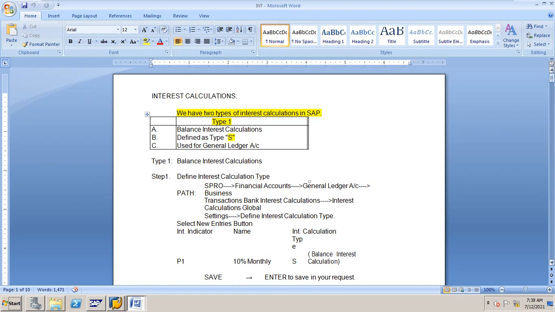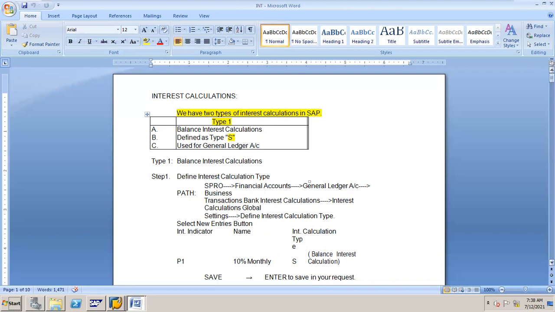So before that, as a FICO consultant, of course, I have to do the configuration. Then only the end user can run this interest calculation on his requirement. Maybe suppose he is paying the interest to the banks on a monthly basis. Yes, he has to run this calculation on a monthly basis or whatever. Okay, so first we'll discuss the configuration part from the FICO consultant side.